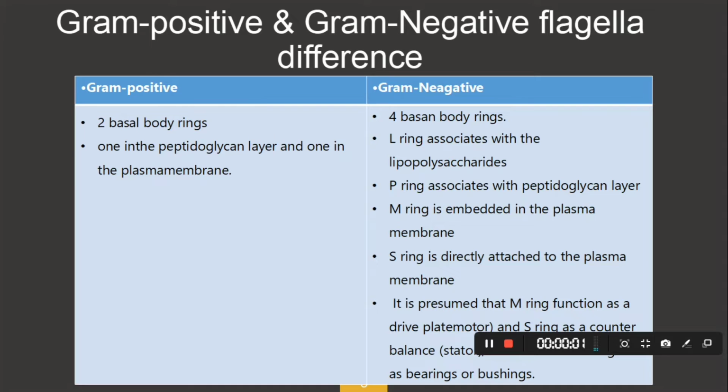Next, the difference between gram-negative and gram-positive flagella arrangement. Gram-positive: two basal body rings, one in the peptidoglycan layer and another in the plasma membrane. Gram-negative: four basal body rings. L ring associated with the lipopolysaccharide, P ring associated with the peptidoglycan layer, M ring embedded in the plasma membrane, S ring directly attached to the plasma membrane. It is presumed that the M ring functions as a drive motor and the S ring as a counterbalance stator, while the P ring and L ring act as bearings or bushings.